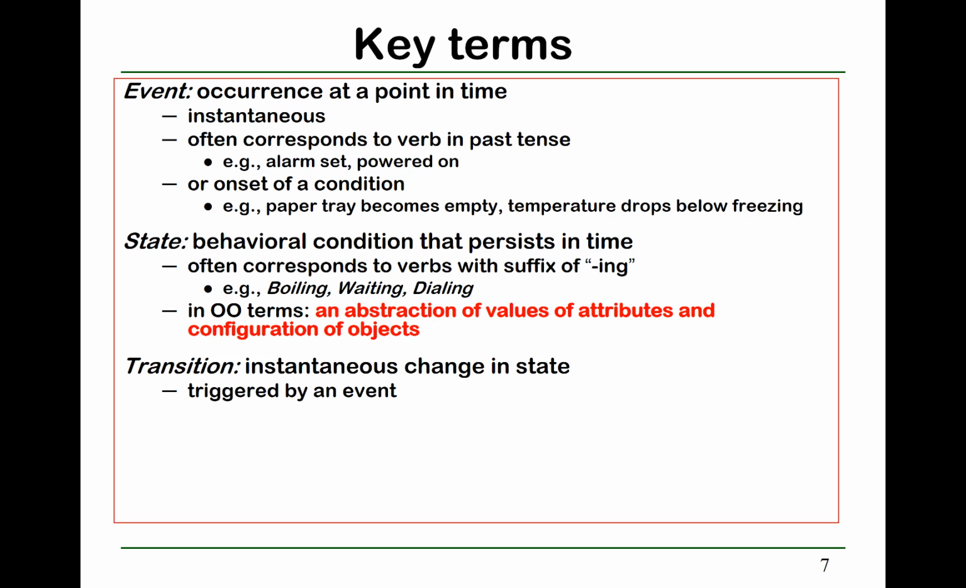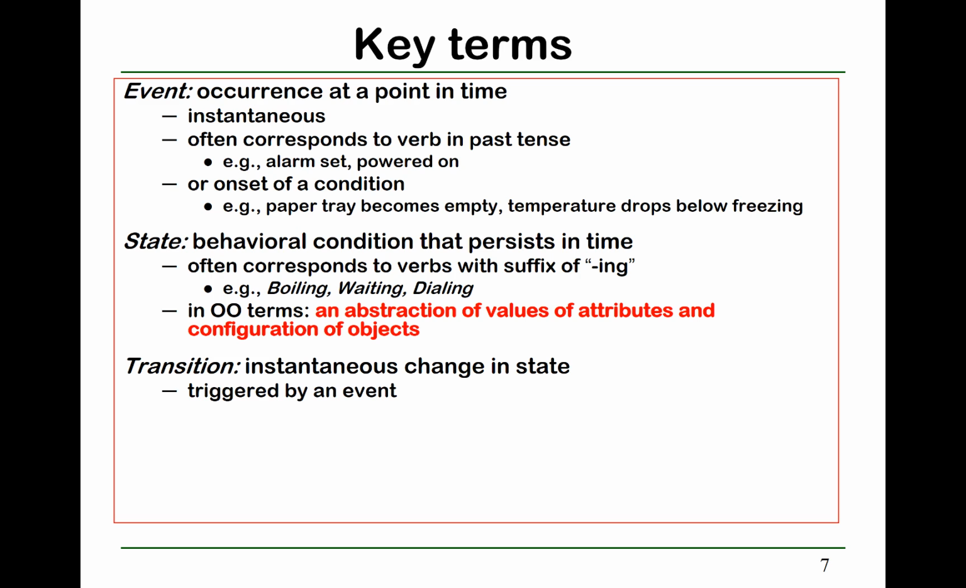Alright, so what is an event? An event occurs at some time point, is instantaneous, and often corresponds to a verb in the past tense. For example, alarm set and power down. Another type of event is the onset of a condition. For example, the paper tray becomes empty. The moment that it becomes empty, this event happens. Or the temperature drops below zero, and the moment that the temperature drops below zero, this event happens. So this event happens instantaneously. It takes zero amount of time.